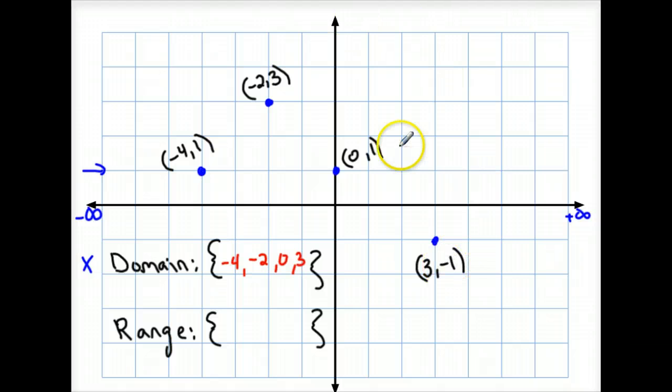When you're listing your range, your smallest values are the ones that are lowest on the graph. So in this case, you want to go from bottom to top. What's the lowest y value you see here? The lowest y value here is negative 1. The next one is 1 and 1 again. Now with this duplicate, you don't have to write it twice. You can just write it one time. So negative 1, 1, and then the highest y value here is 3. So my domain is negative 4, negative 2, 0, 3, and my range is negative 1, 1, 3.